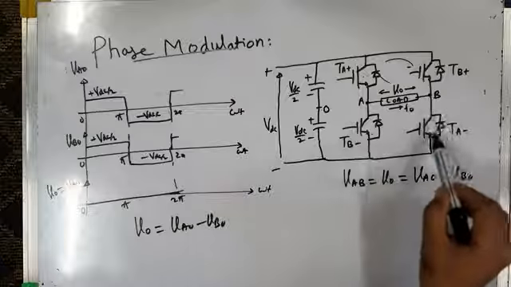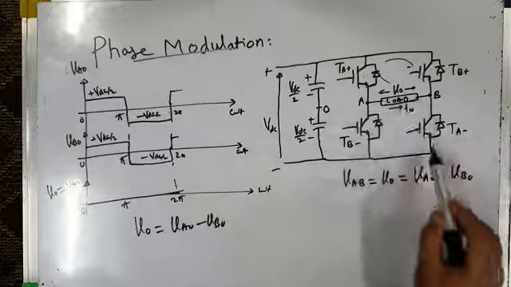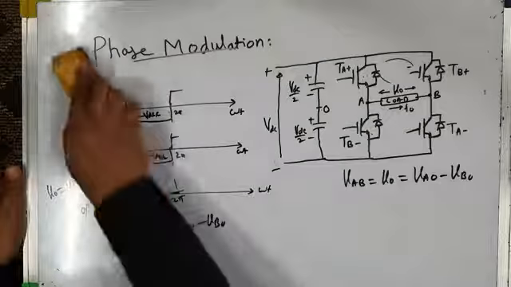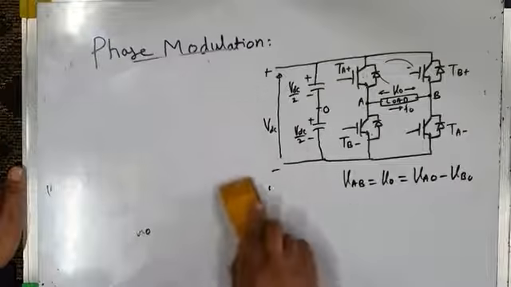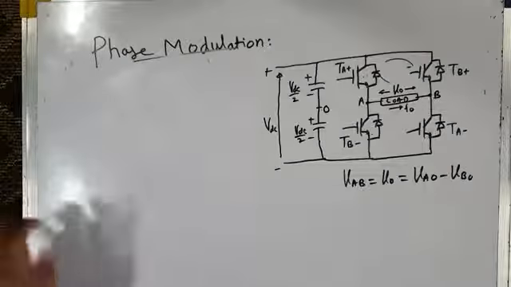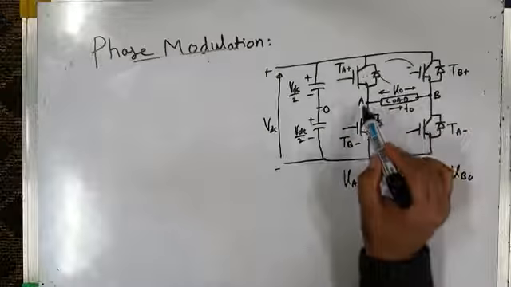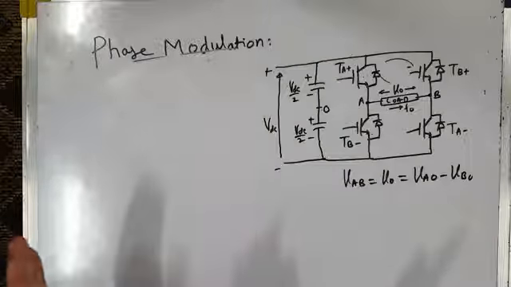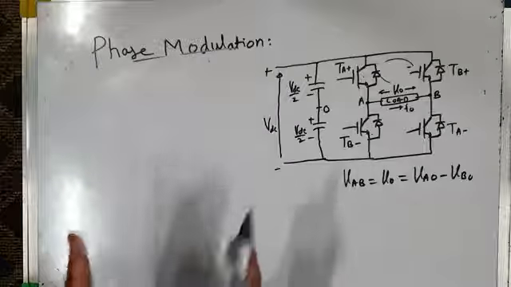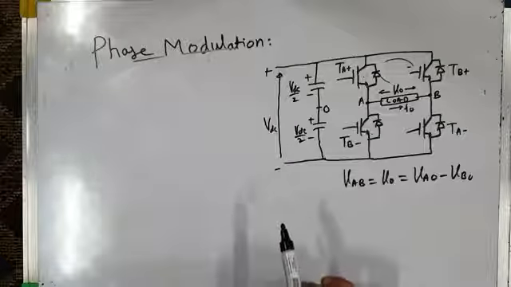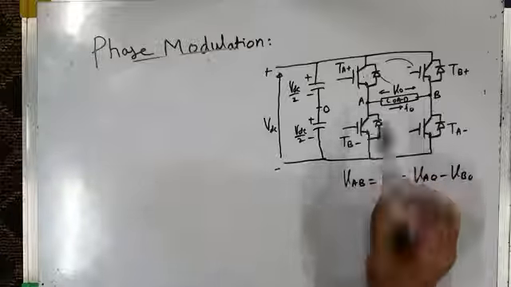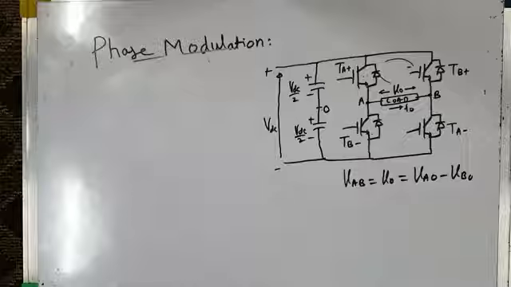From pi to 2 pi, the bottom two switches are on, and the load again gets shorted through these two switches, and load voltage is again 0. So we have taken two extreme cases. In the first case, we took the pole voltages VAO and VBO 180 degrees out of phase with each other, and that gave us a square wave voltage across the load. That's the maximum voltage that can be applied across the load, that is plus VDC and minus VDC. From 0 to pi, load voltage is plus VDC, and from pi to 2 pi it is minus VDC.